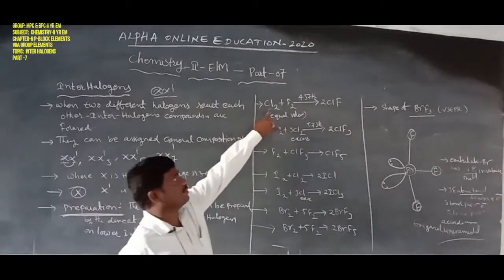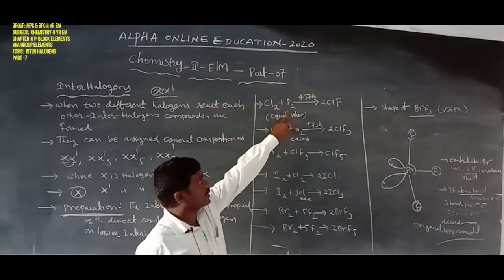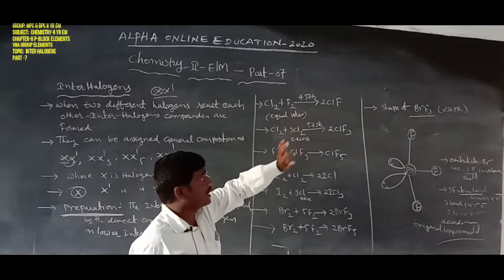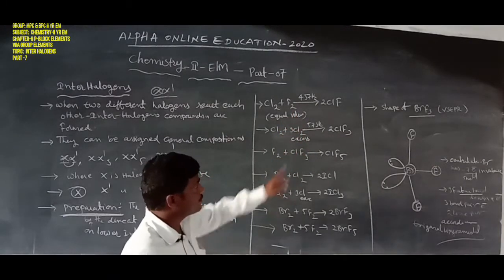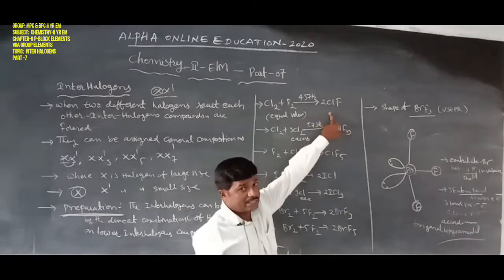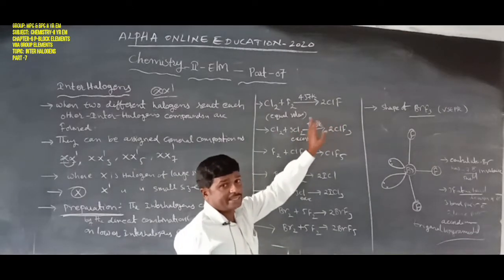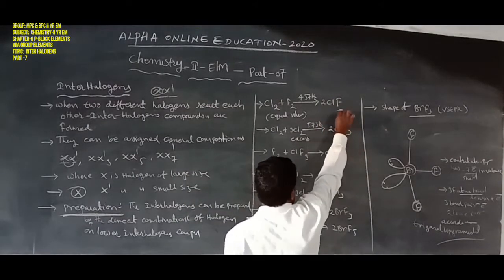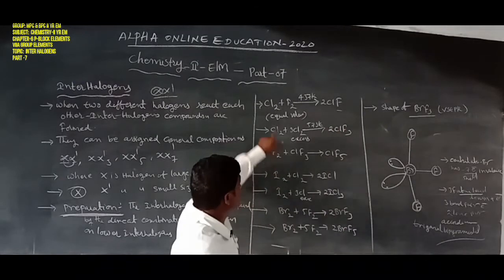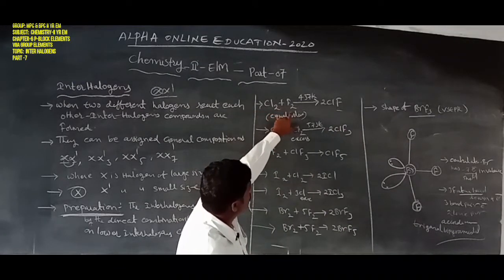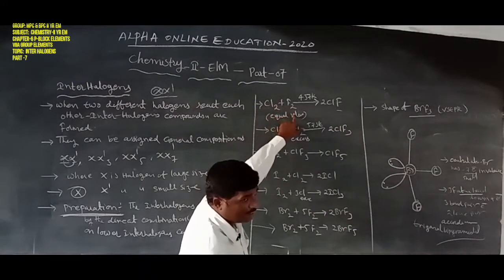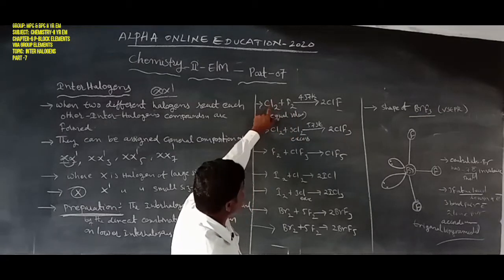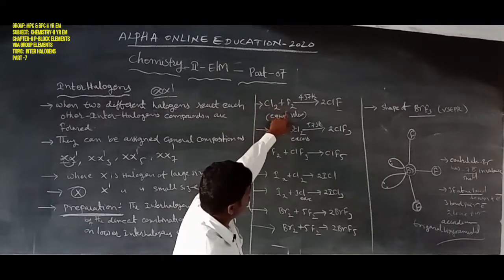For example, here is the first one: chlorine reacting with fluorine in the presence of 437 kelvins to form ClF. ClF is also known as an interhalogen compound. Here chlorine has the large atomic size and fluorine has the small atomic size. Here 1 mole of chlorine reacts with an equal volume of fluorine; this is also known as an interhalogen or binary compound.